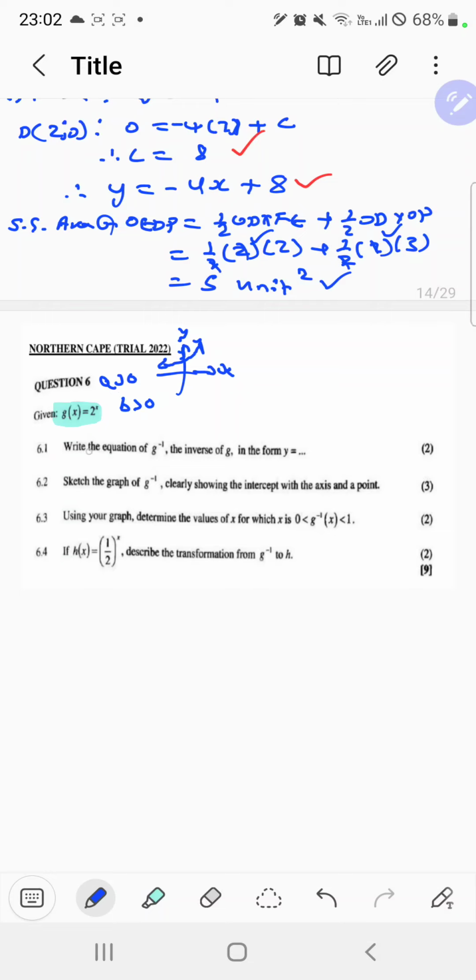Then 6.1 says write down the equation of the inverse of g. So we know that y is going to be equal to the log of x to the base 2. Now, if you don't remember this, folks, there's plenty of videos on the platform.